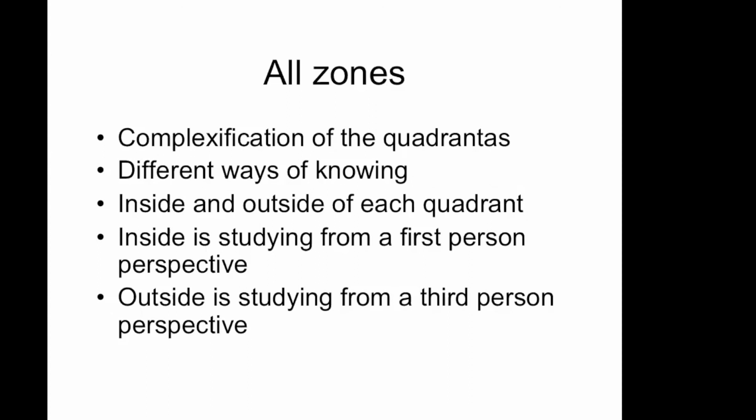So I talked about quadrants earlier on, but quadrants is a little bit more complicated than just the 4 quadrants. There actually is a complexification of the quadrants known as zones. Those of you who do know something of integral theory might know this or you might not, but I'm going to talk a little bit about it now. So zones are different ways of knowing. Each quadrant has an inside part and an outside part. Inside is studying from a first-person perspective, like direct experience, and outside is studying it from a third-person perspective, like objectively.